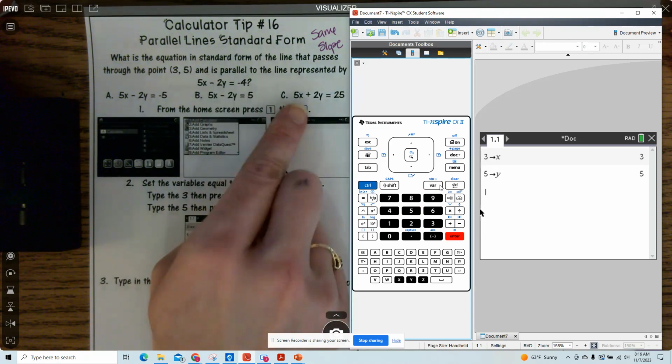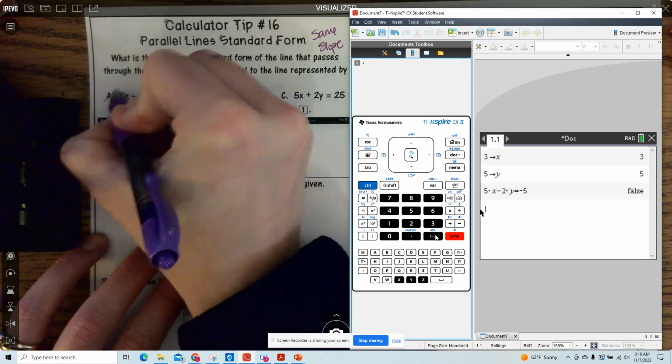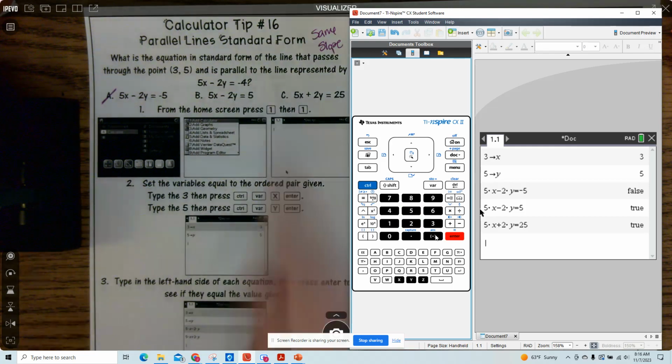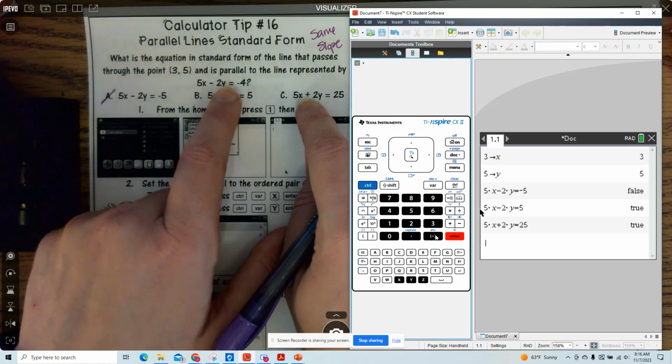And then I'm going to type each of these equations in. 5x minus 2y equals -5. If it says false, that line does not go through that point. It's out. Next one, 5x minus 2y equals 5. So that one's still in. 5x plus 2y equals 25. True. Okay. So both these lines go through that point. I got to figure out which one is parallel to this.